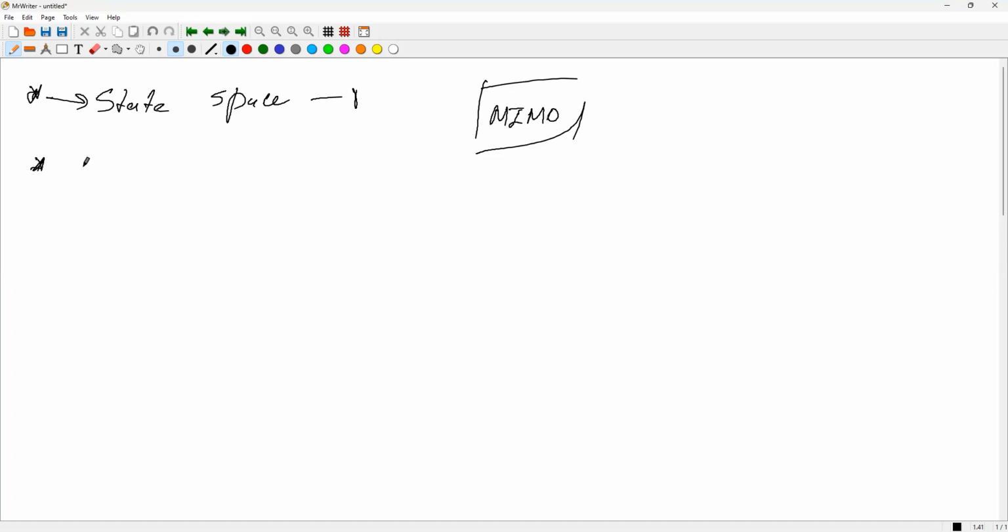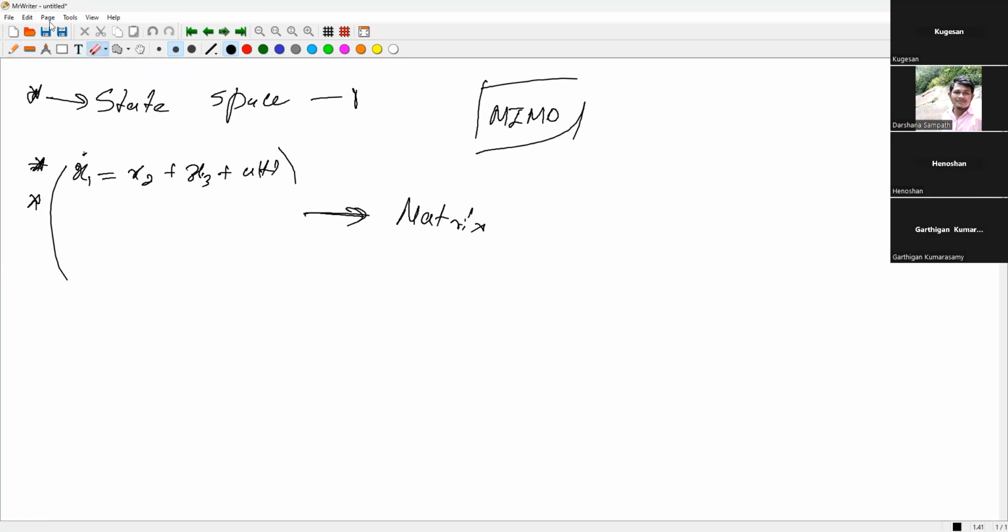We can be given some equations like x1 equal x2 plus x3 plus ut, some system of equations, and we need to convert it to a matrix form. We did some example in our lectures. We need to convert this system of equations into matrix form.